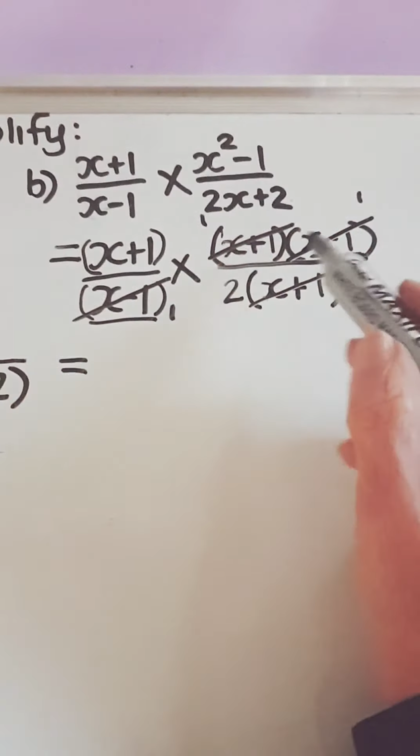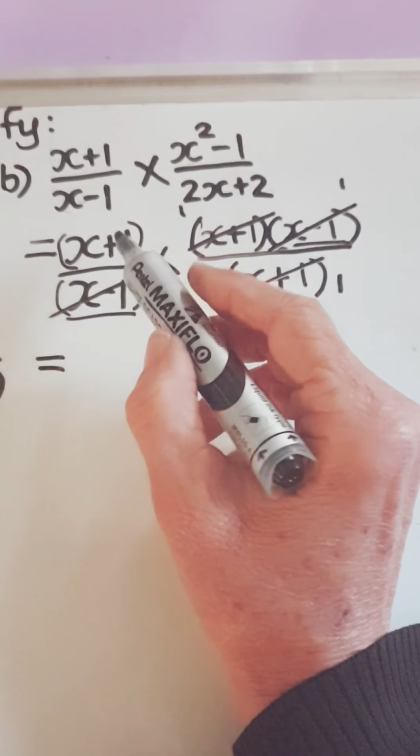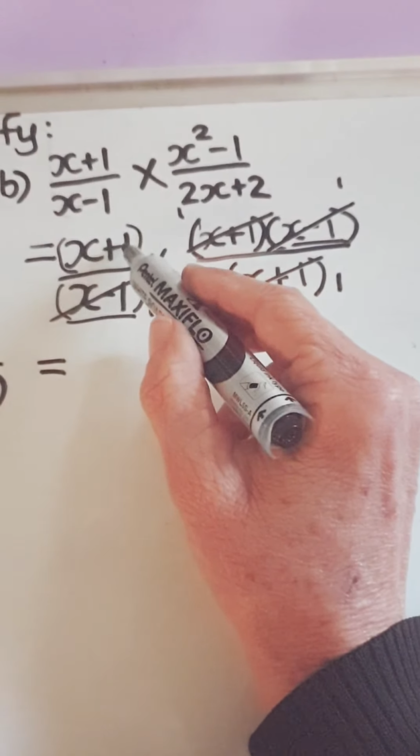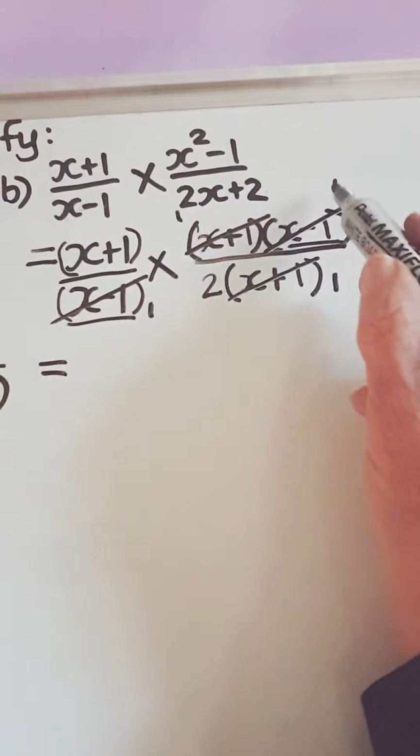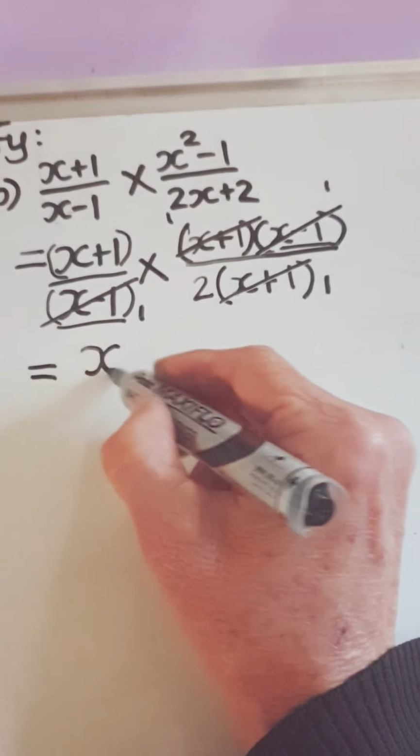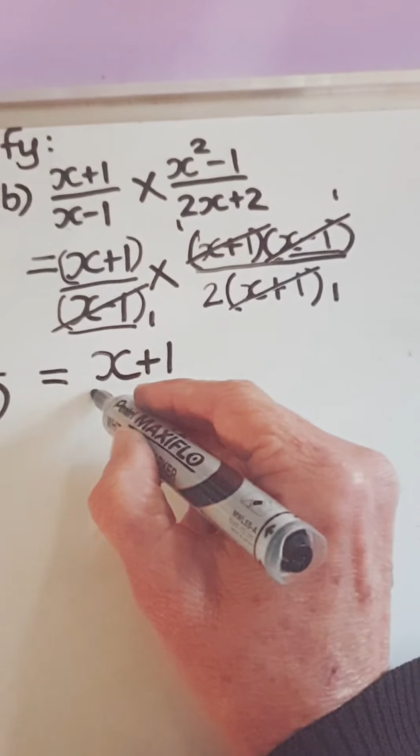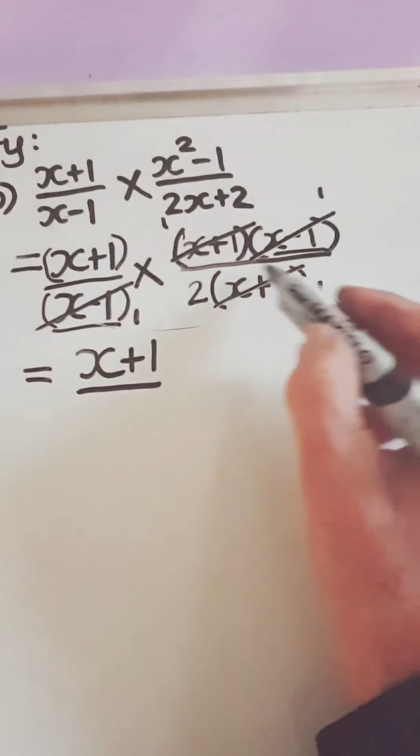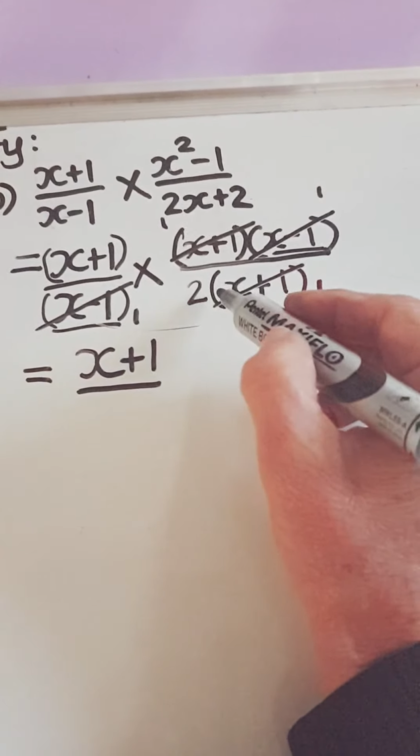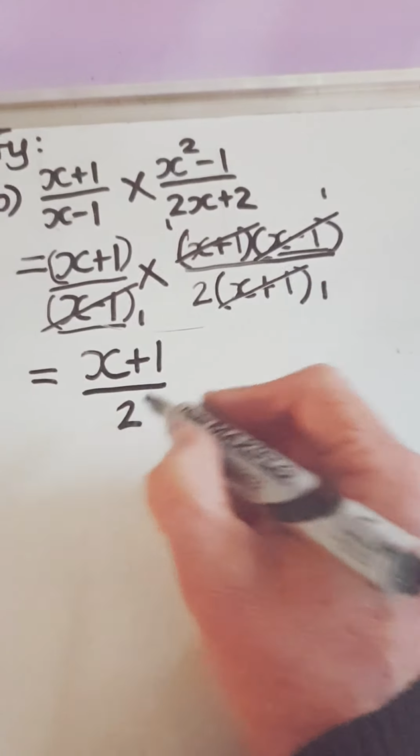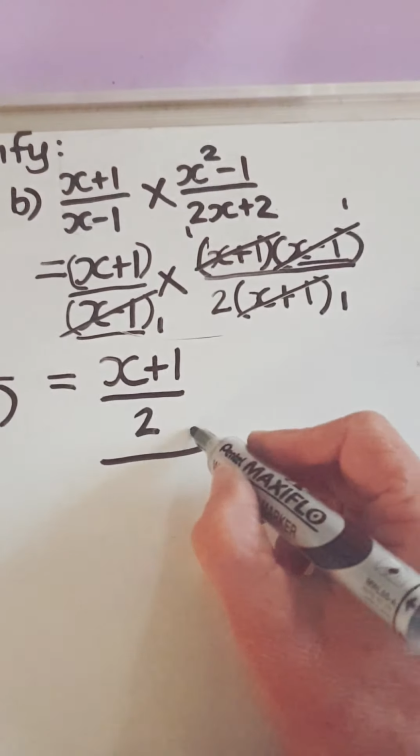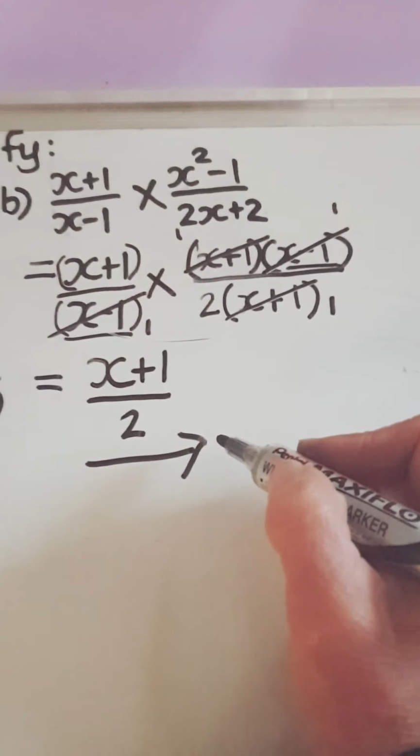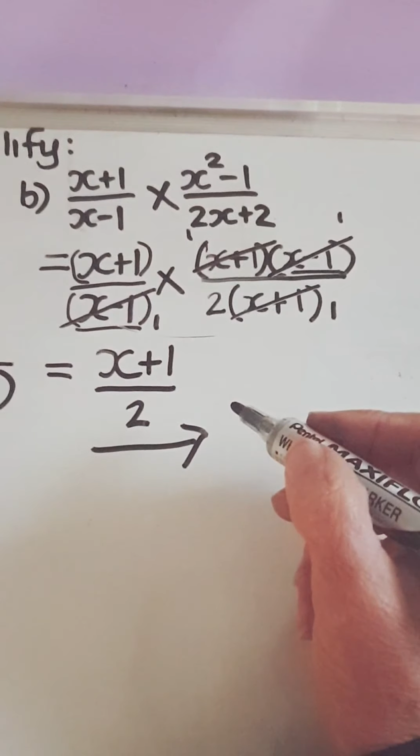So what am I left with? In my numerator, I have the bracket x plus 1 times 1 times 1, which is just going to give me x plus 1 over, and in my denominator, I have 1 times 2, which is just 2, which means that is as simple as it gets, and it is done.